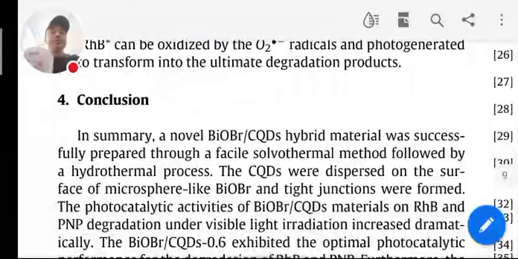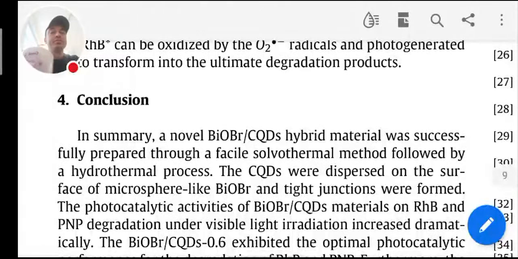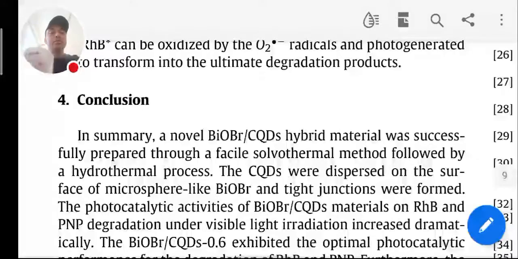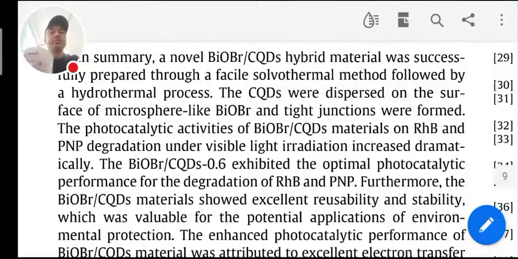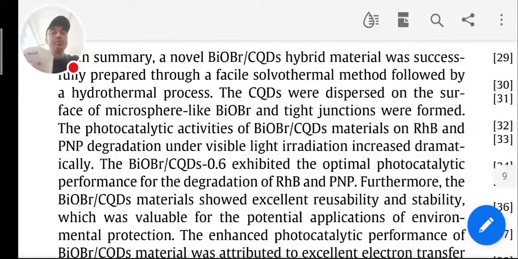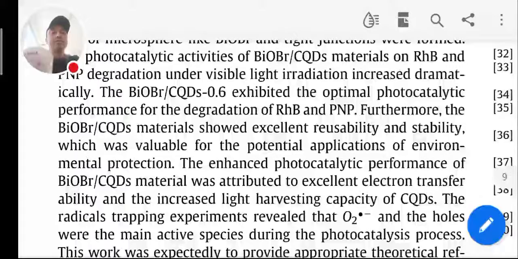So, in conclusion, in summary, the novel BiOBr carbon hybrid material was successfully prepared through a facile solvothermal method followed by a hydrothermal process. The carbon dots were dispersed on the surface of microsphere-like BiOBr, and a tight junction was formed. The photocatalytic activity of the BiOBr carbon material on rhodamine B and PNP degradation under visible light irradiation increased dramatically. The BiOBr with a carbon content of 0.6 exhibited the optimal photocatalytic performance for the degradation of rhodamine B and para-nitrophenol. Furthermore, the material showed excellent reusability and stability, which is valuable for potential application in environmental protection.